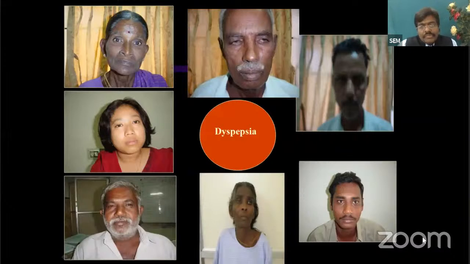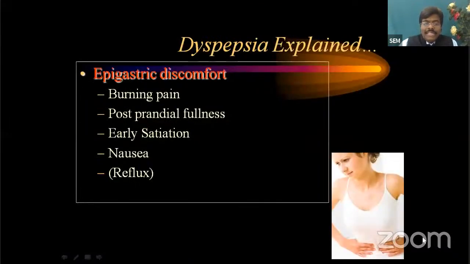Let's start. See, all these patients, as you can see, presented to me in the last few months with dyspepsia. As you can see, they can be of varied age group. They can be young, old, male, female, depending upon the etiology. Because you understand, dyspepsia, unlike dysphagia, is a more broad-based syndrome or a symptom complex. You can't say it is a single symptom.